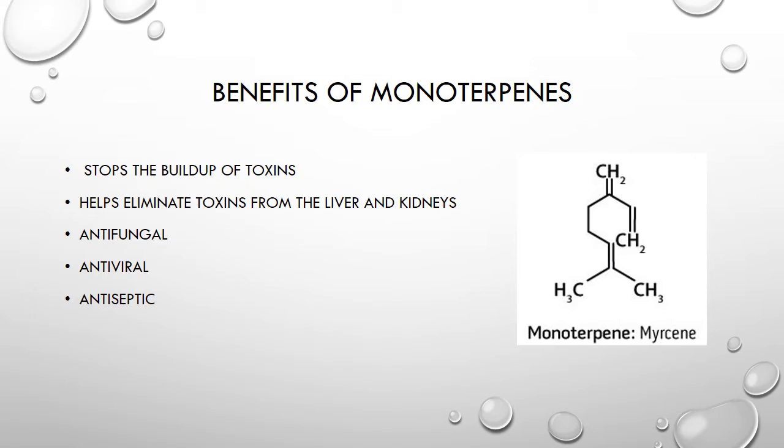This is the first type of hydrocarbon that essential oils are made from, monoterpenes. These are some of the benefits of monoterpenes. They stop the buildup of toxins, help eliminate toxins from the liver and kidneys. They're antifungal, antiviral, and antiseptic. And this picture is an example of a monoterpene that is found in an essential oil.